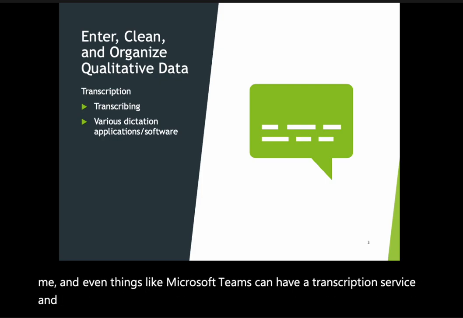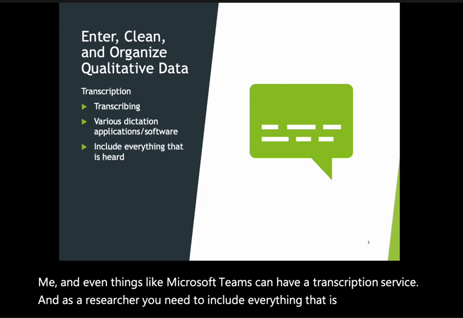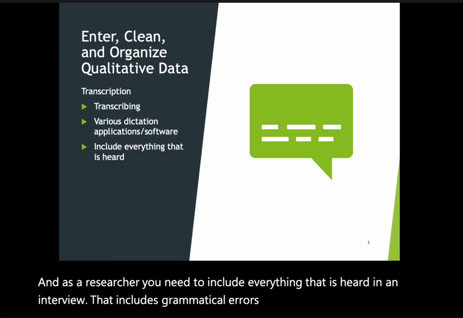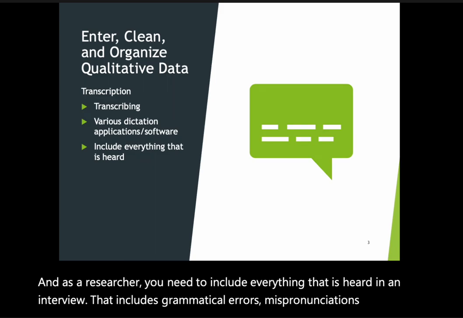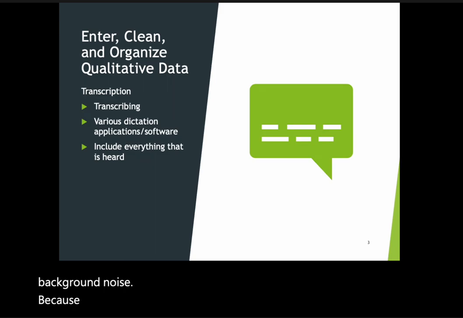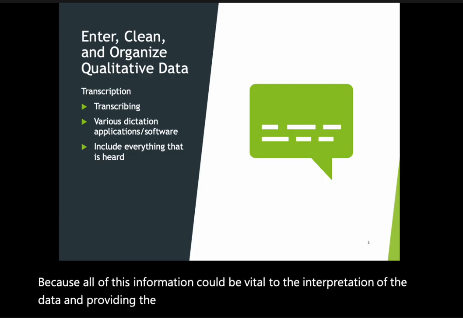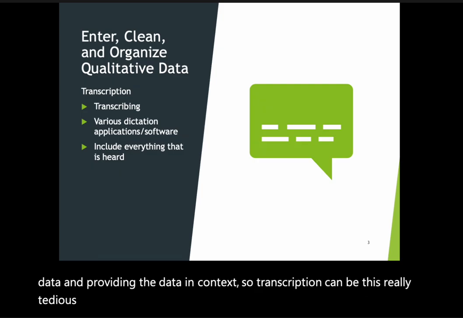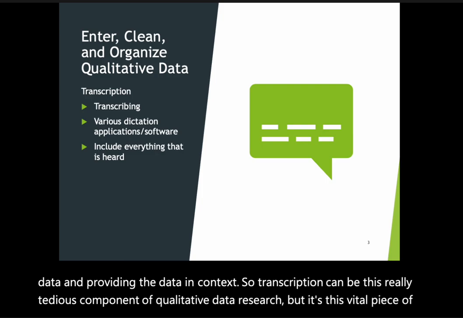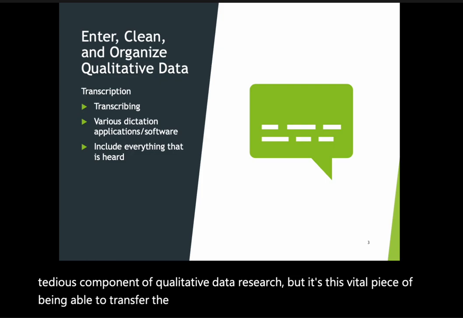As a researcher, you need to include everything that is heard in an interview. That includes grammatical errors, mispronunciations, and even background noise, because all of this information could be vital to the interpretation of the data and in providing the data in context. Transcription can be a really tedious component of qualitative data research, but it's a vital piece of being able to transfer the information that you gathered in interviews into some quantifiable form.